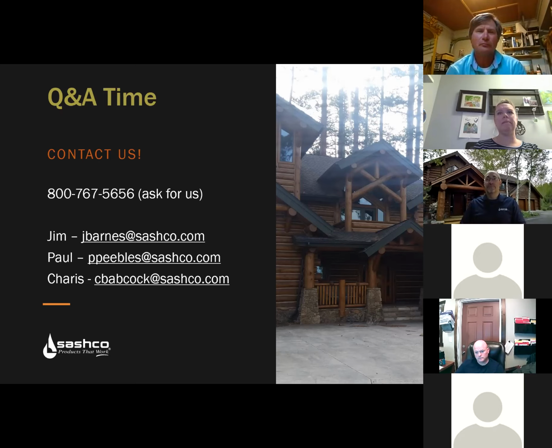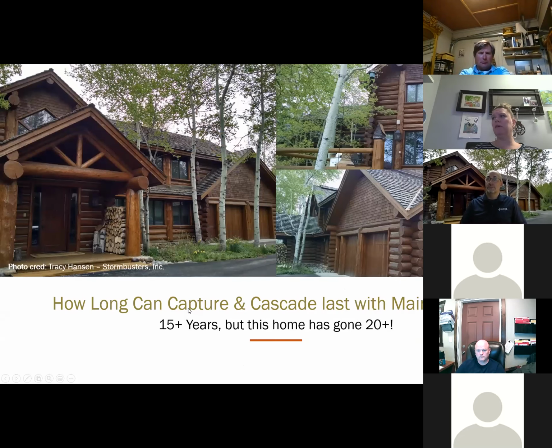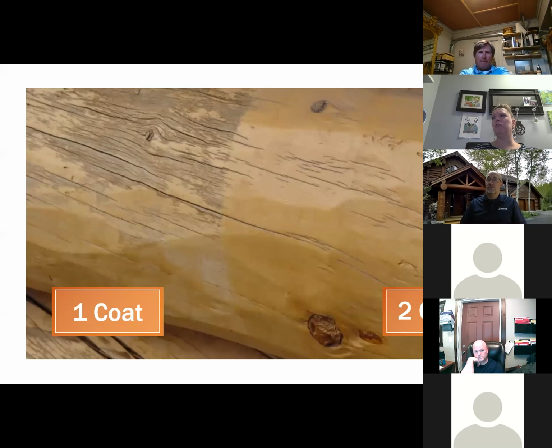Right, right. So kind of along the same lines of waiting for too long, the folks at Jackson Ace are asking, what happens if they don't do the second coat with the log or timber, or is it a requirement? We showed the slide with the 2 coats with Capture and Cascade. You're going to get a similar detrimental effect with transformation if you don't do 2 coats.